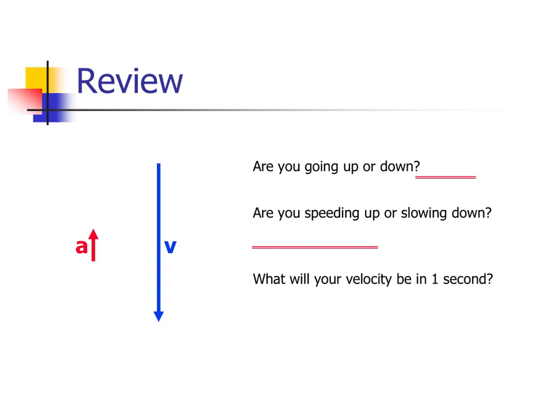Down? Speeding up or slowing down? Slowing down. What would our velocity be in 1 second? Bigger or smaller arrow? Smaller arrow. We're slowing down, right?